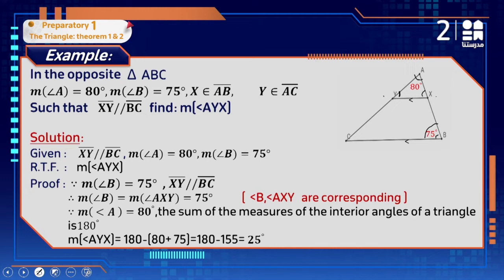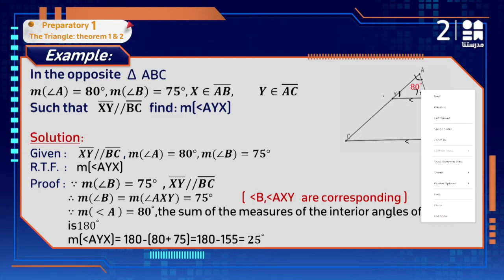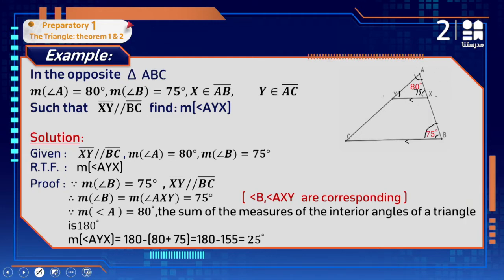Since the measurement of A is 80 and the sum of measures of the interior angles of a triangle is 180, we just proved it right now, so the measurement of AYX is equal to 180 minus (80 plus 75). So here, this one is 75. I need to add 80 plus 75, then subtract it from 180, and we get 180 minus 155, which is 25.